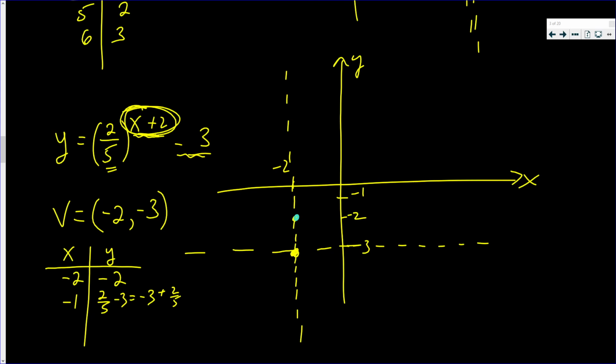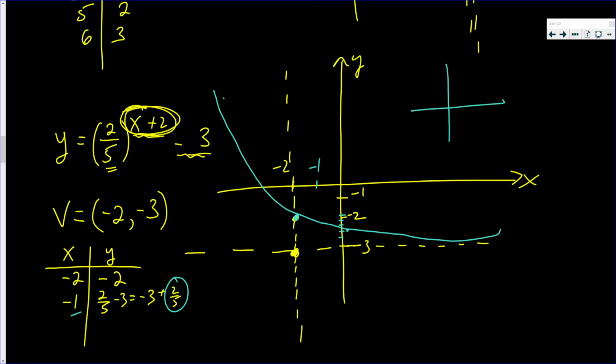And when x is negative 1, I don't go up quite 1 from negative 3. Now if I make these 5, 1, 2, 3, 4, 5, I go up 2 of them. And here is my graph. Looks just like that graph. Looks just like that one.